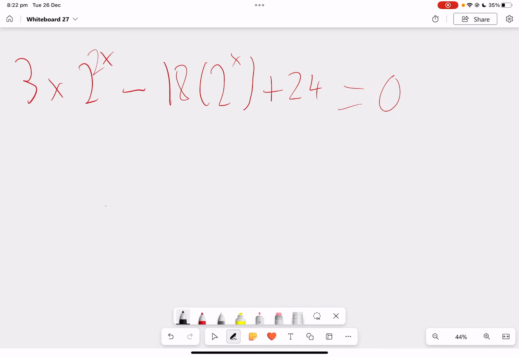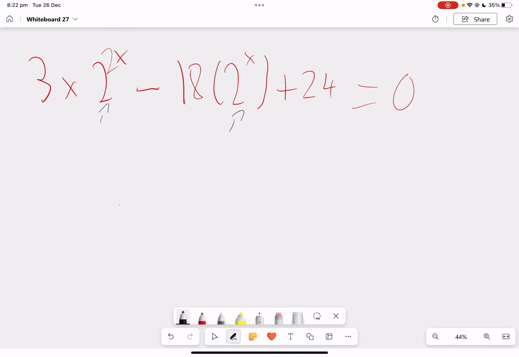So the first thing you want to do is rewrite anything that has powers. So look at what has powers in this: 2 to the power of x and 2 to the power of 2x. Now we cannot rewrite this any further, so we're going to leave it. What I'm going to do is institute a substitution. So I'm going to let a equal 2 to the power of x.